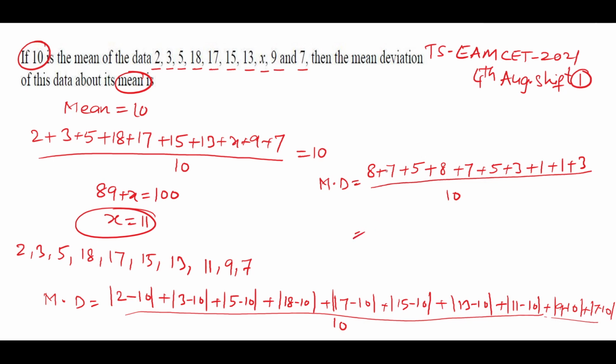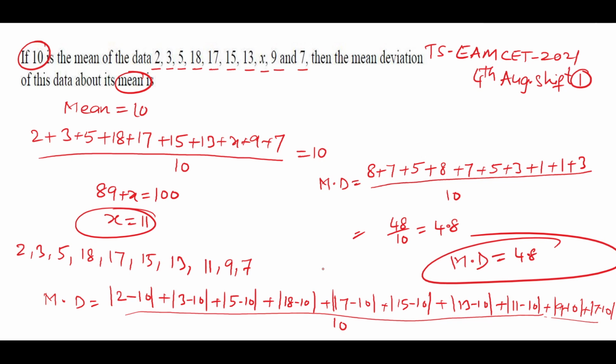That is equal to 8 plus 7, 15, 20, 28, 35, 40, 46, 48. This is 48 by 10, that is equal to 4.8. Therefore, mean deviation is equal to 4.8. This is the required answer.